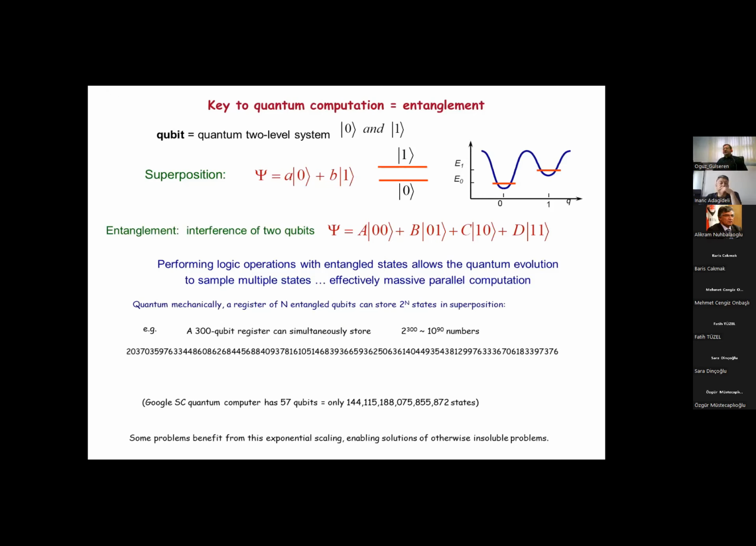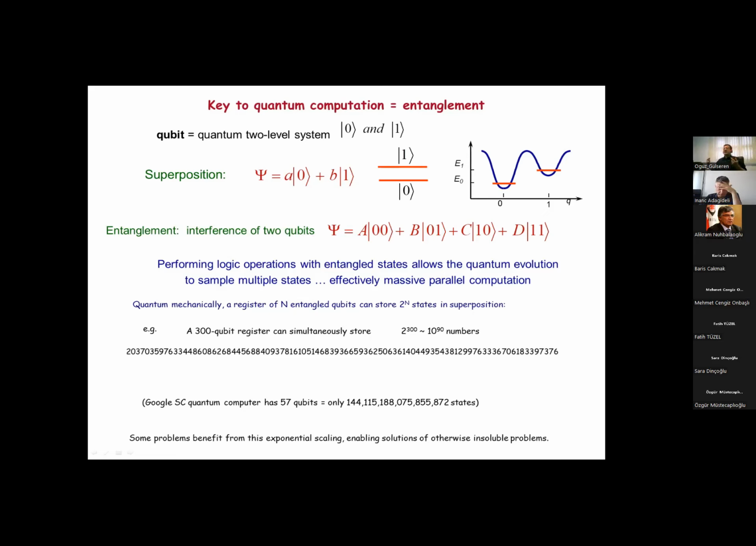So if we look at the key to quantum computation, we need a two-level system. The physical system that we are going to realize has to give this specific, well-defined two-level system. Then we can write the superposition for the single qubit. Then interference of the 2 qubits leads to this entangled form. So we will rely on the entanglement.